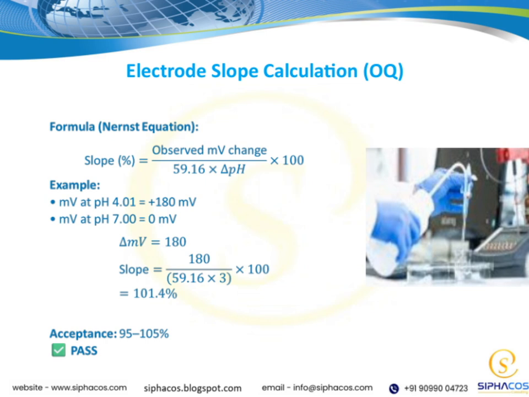It's important to remember that a proper slope indicates the electrode's sensitivity and proper calibration, which ties directly into the overall quality assurance process. So, in essence, this calculation is about confirming that the electrode's response is consistent and predictable, supporting the integrity of our measurements. By ensuring we accurately determine the electrode slope during OQ, we can confidently rely on our measurements for critical decisions.